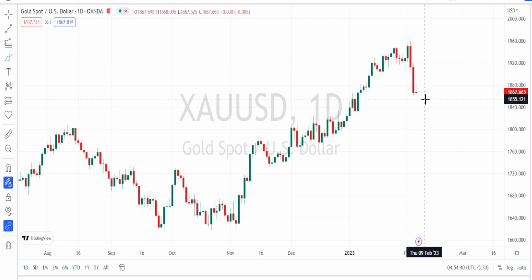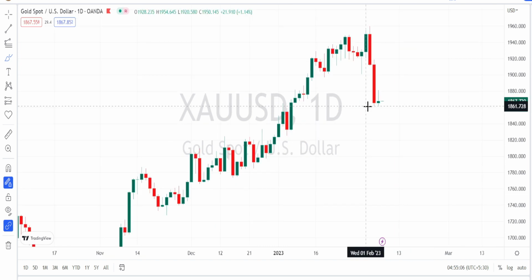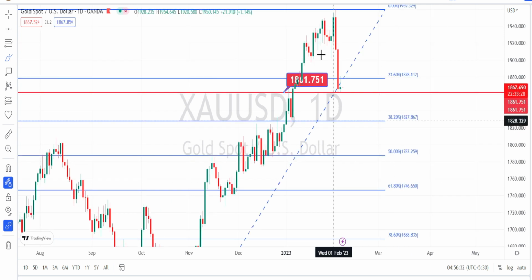And when we look at yesterday's candle formation, it has formed an indecision candle or a pin bar, which means that the market doesn't want to fall below the support level of 1861. So for now, this level of 1861 is going to be acting as a strong support for today's price action.